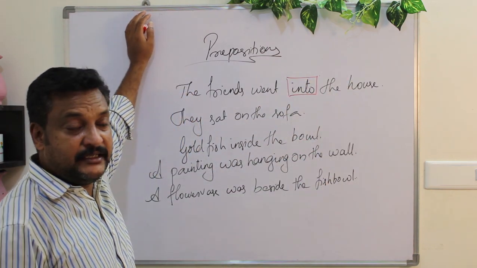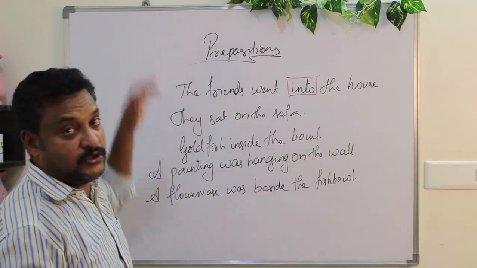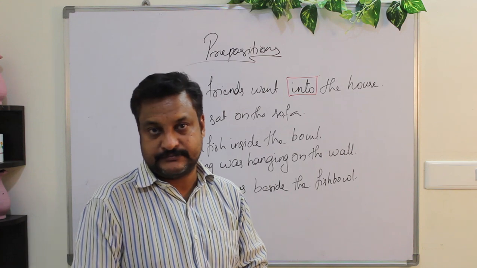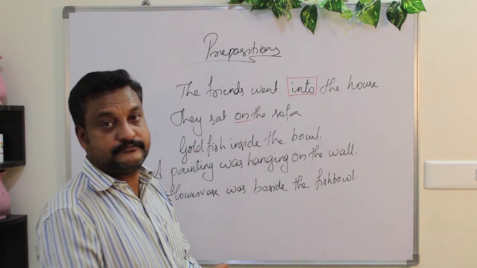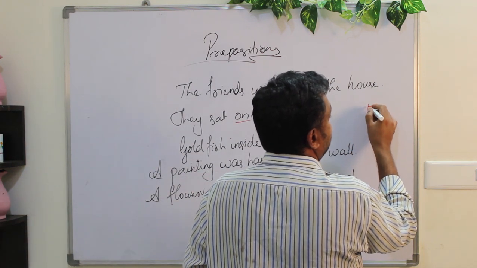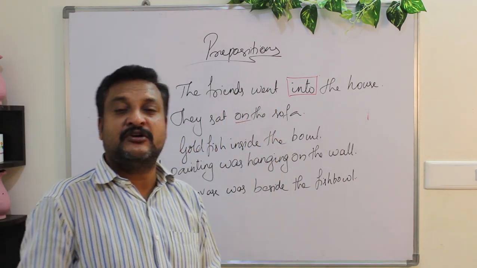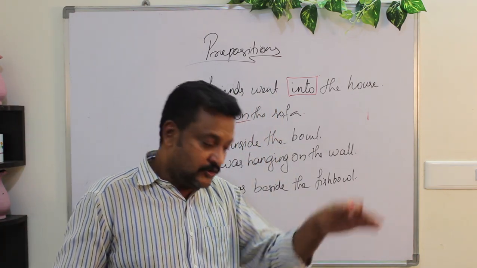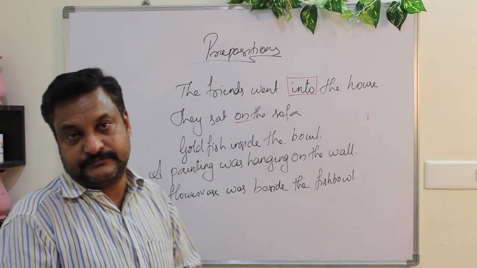The friends went into the house. They went into the house, not out of the house. Right? Then they sat on the sofa. It's not beside the sofa, it's not behind the sofa, it's not below the sofa. They sat on the sofa.